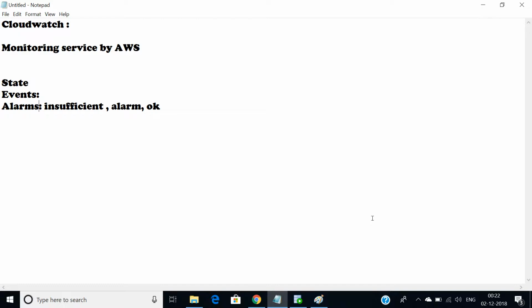In AWS, there are three types of alarm states: insufficient, alarm, and OK. OK means everything is within the threshold limit. Insufficient means it might be within the threshold limit, but certain metrics are not yet created by CloudWatch. And the third one is alarm. That means nothing is good and we need to react ASAP.